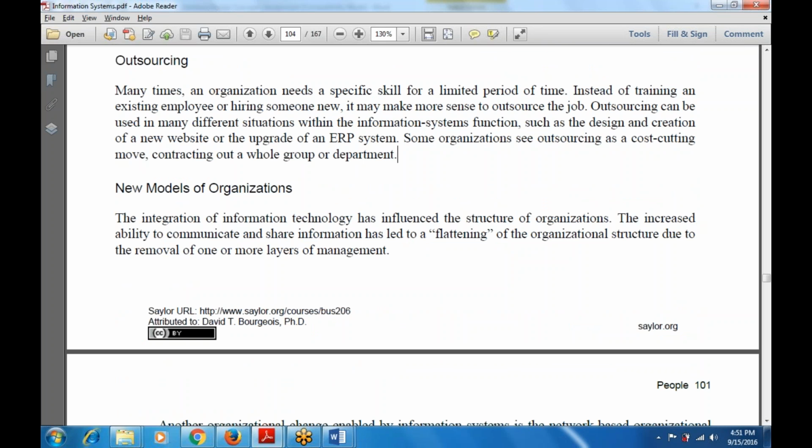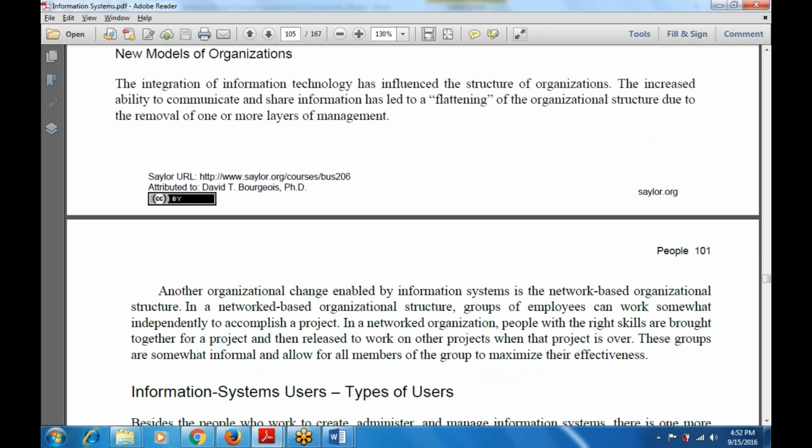The next is the new models of the organization. What are the various new models of an organization? How will these develop the information? The integration of information technology has influenced the structure of organizations, and the increased ability to communicate and share information has led to the flattening of the organizational structure, that is, due to the removal of one or more layers of management. Then another organizational change enabled by the information system is a network-based organization structure. That is, what are the various network-based organization structures that are developed.